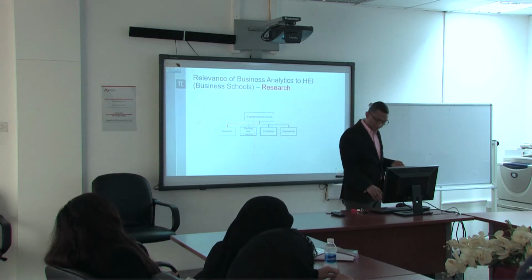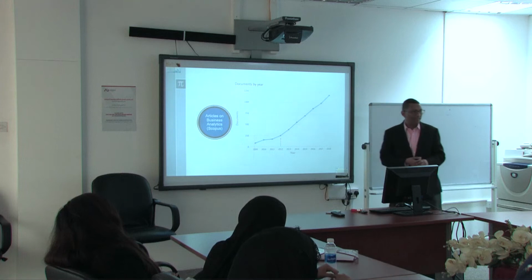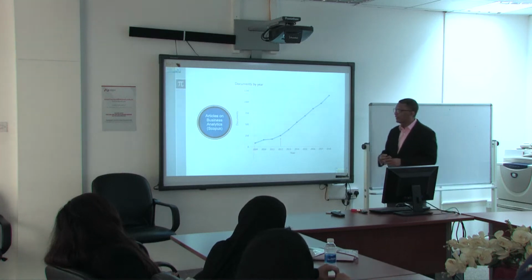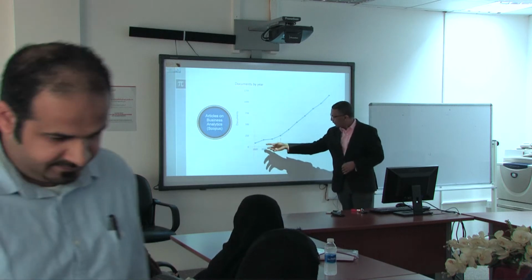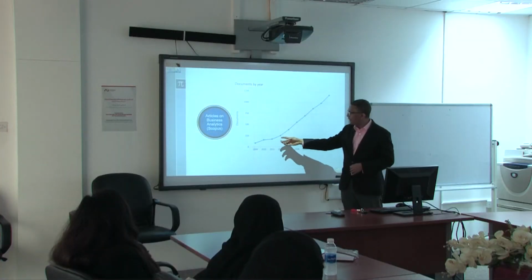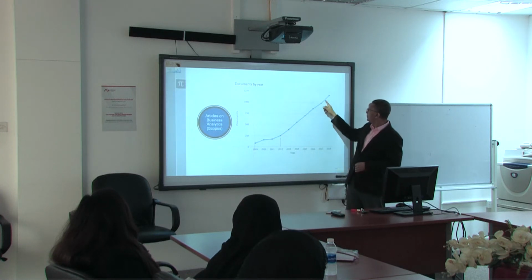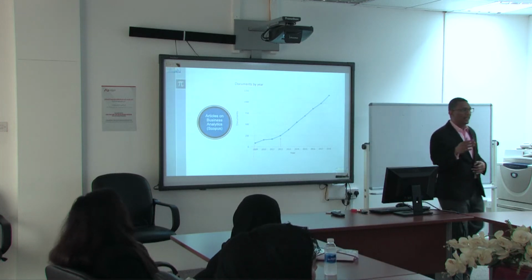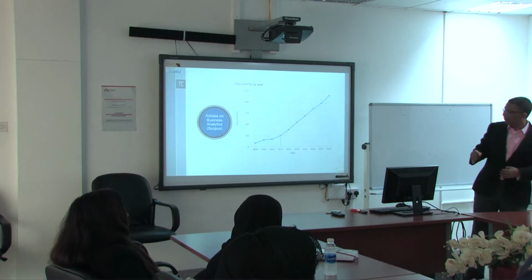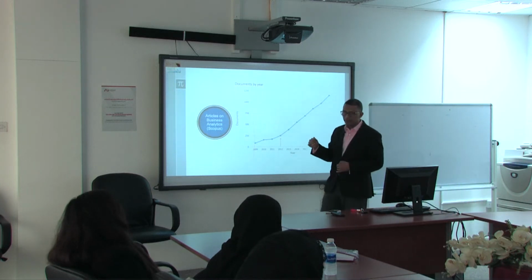So there are simple things you can do. Let's look at Scopus, for example. Articles on business analytics. There were under 250 per year, 2012. And then suddenly, it's going up. And it's not showing any coming down. And this is the rate of increase.